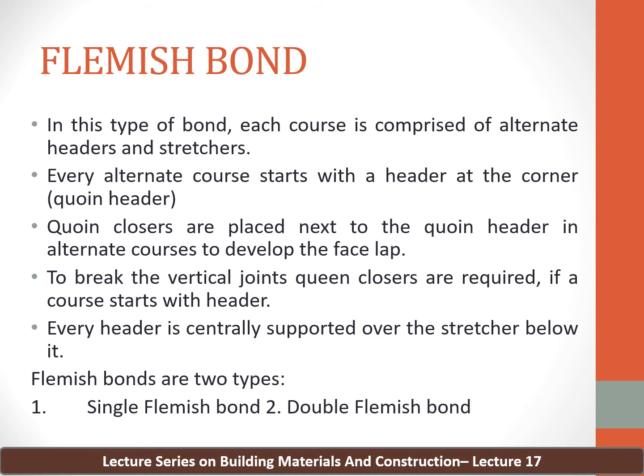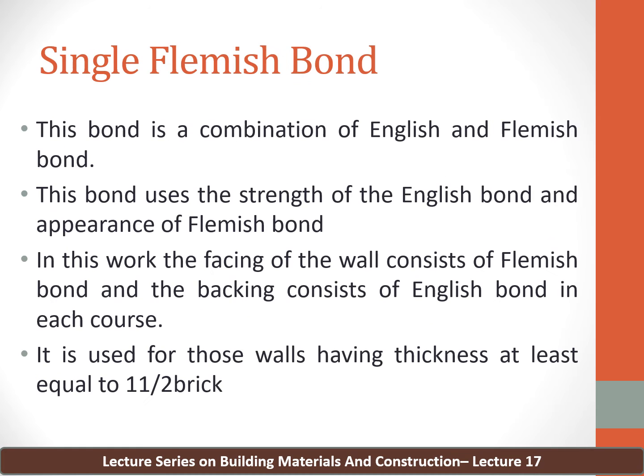Means every alternate course starts with the header at the corner, that is called the quoin header. Quoin closer, that is called the queen closer or the quoin closer, is placed next to the quoin header in the alternate course to develop the face lap. Every header is centrally supported over the stretcher below. Flemish bond is of two types, that is single Flemish bond and double Flemish bond.